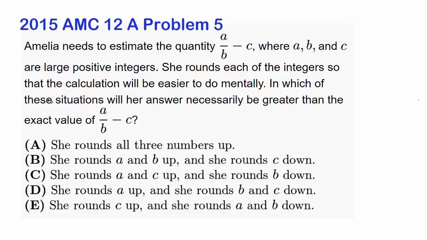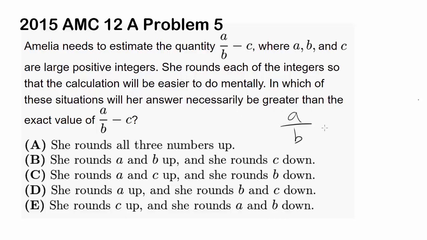This is 2015 AMC 12A problem 5, and let's change that font color back to black. Amelia needs to estimate the quantity a over b minus c, and a, b, and c are large positive integers, and she's going to round each of the integers so that the calculation will be easier to do in her head, to do mentally. In which of these situations will her answer necessarily be greater than the exact value of a over b minus c?